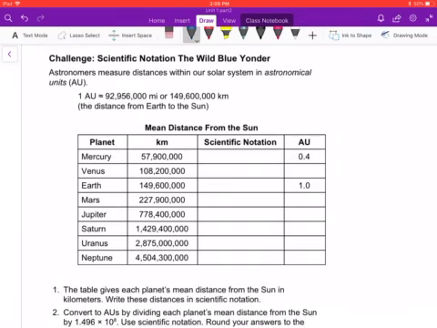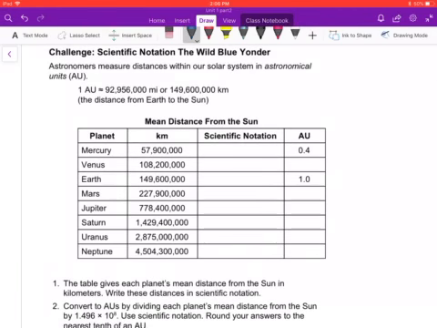Then what we have is the mean distance from the Sun: Mercury, Venus, Earth, Mars, Jupiter, Saturn, Uranus, Neptune. And we want to first change these to scientific notation in kilometers. So I'm just going to go 5.79 times 10. I'm going to just start with my lead factor because that's pretty easy.